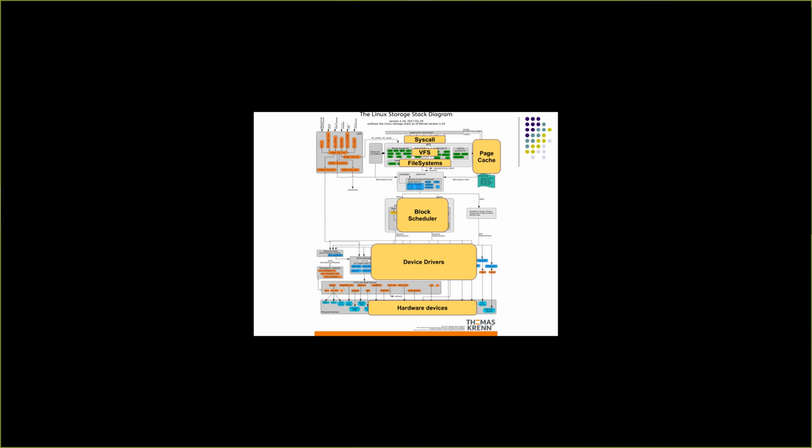And then at the bottom we have hardware devices, which are the actual devices that we plug into the system, or that are on the motherboard of the system, and device drivers communicate with the hardware.